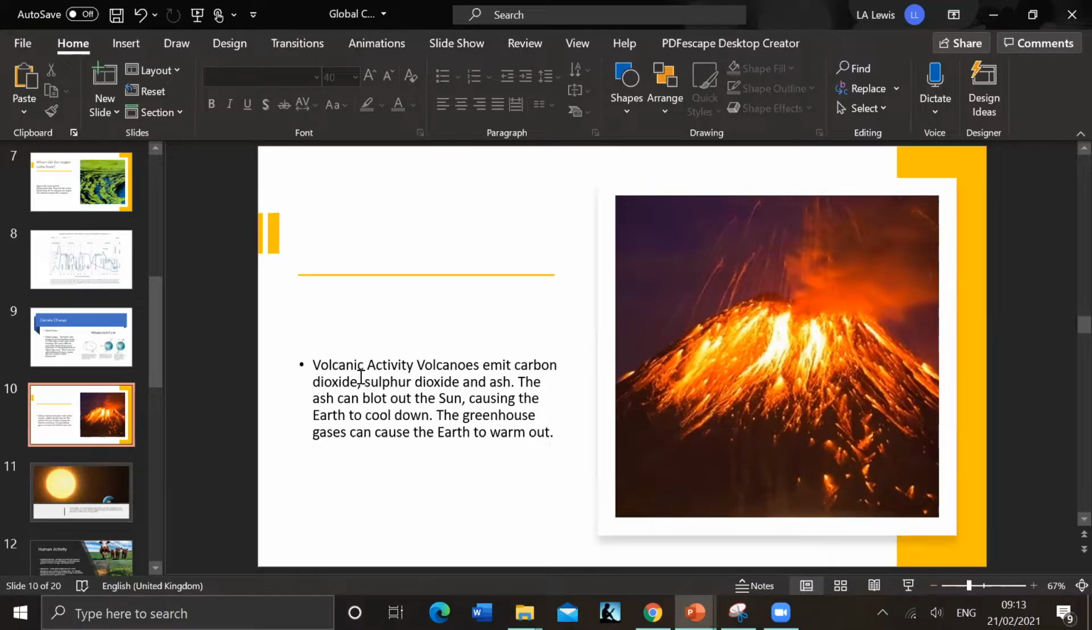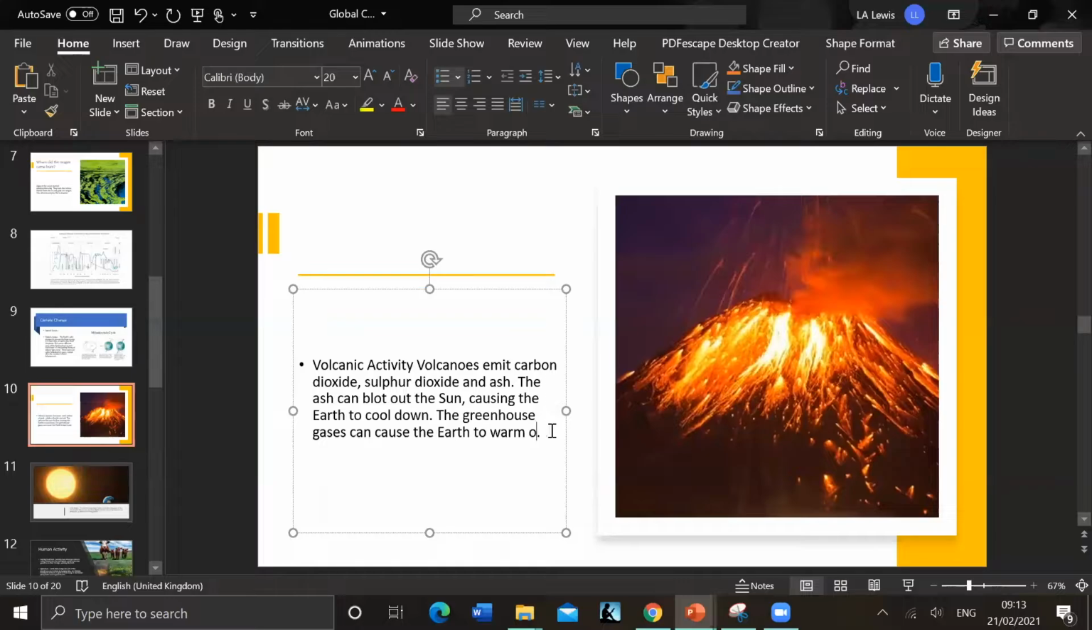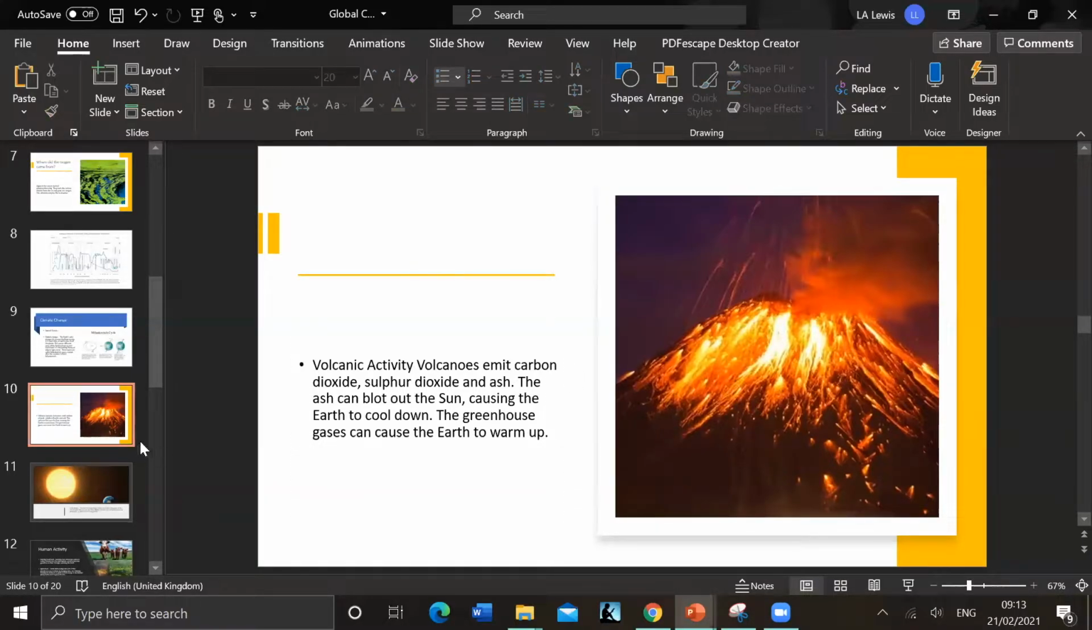This may have aided in the poor dinosaurs dying out: a lot of volcanic activity cooling the earth down, and plants couldn't grow, so they had nothing to eat. And the greenhouse gases cause the earth to warm up. So it's two effects that can happen out of volcanoes.